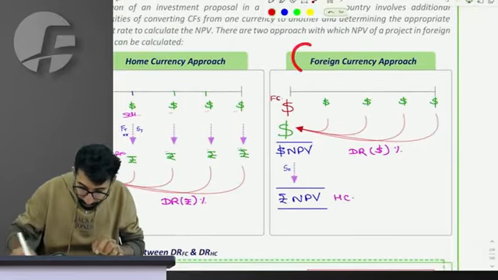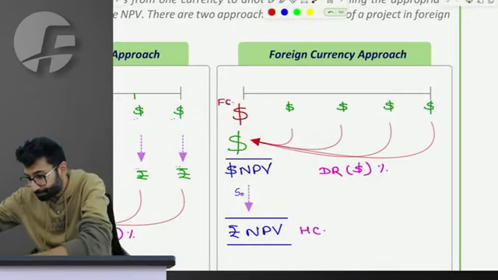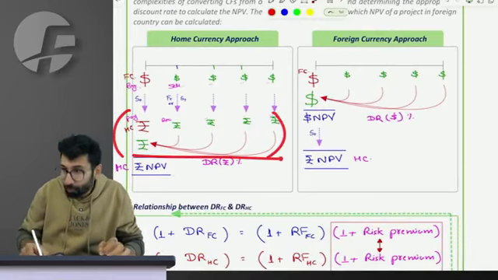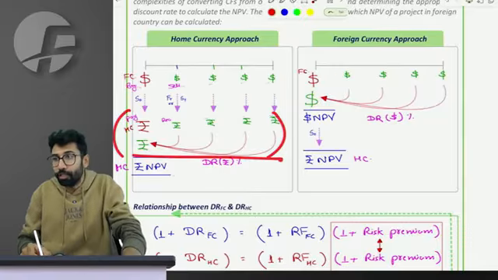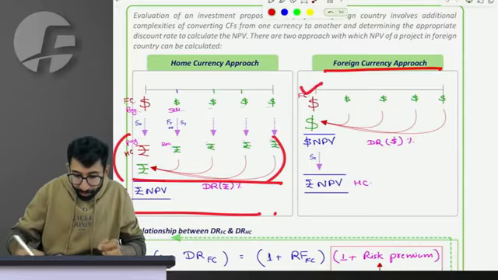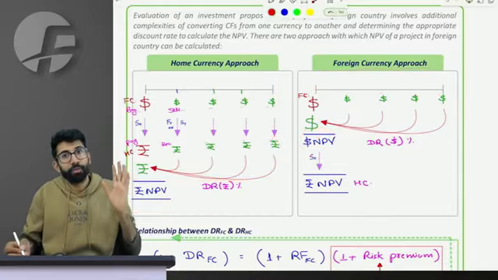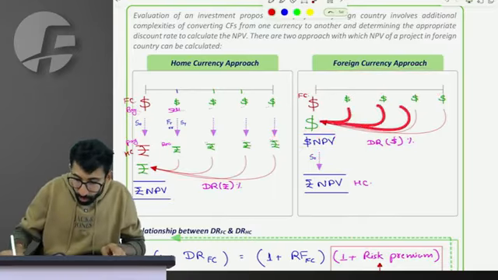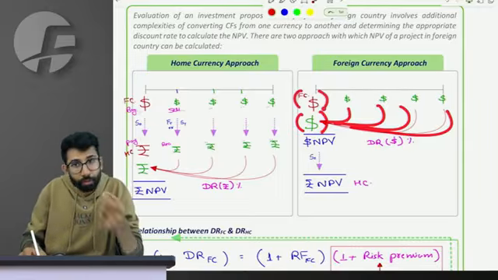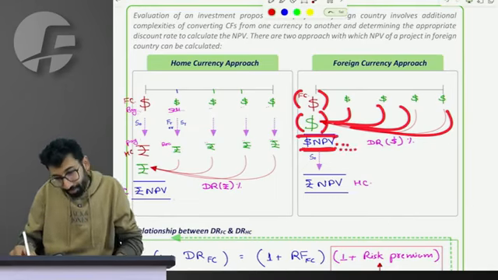Sir, let me talk about the foreign currency approach. Why was it named the home currency approach? Because the cash flows were first converted to home currency and then the NPV was done. In the foreign currency approach, if I have dollar outflow and dollar inflow, first I calculate the NPV in terms of dollars only. I discount all these dollar cash flows to calculate the present value of cash inflow, deduct the initial dollar outflow from it, and ultimately I have the dollar NPV with me.